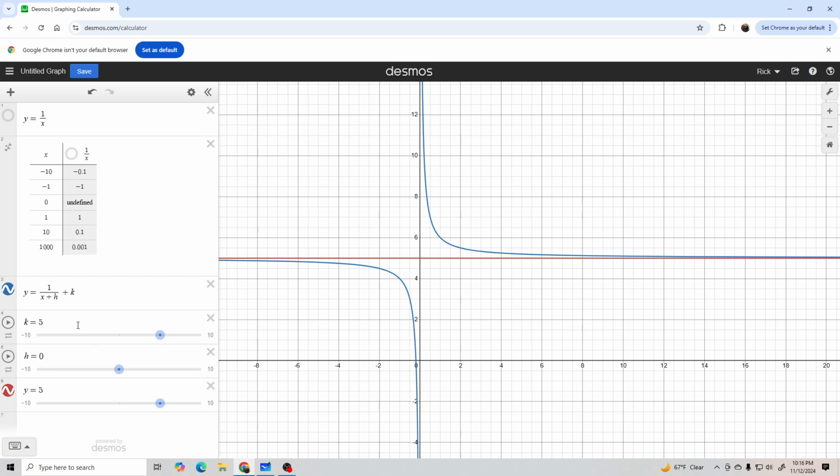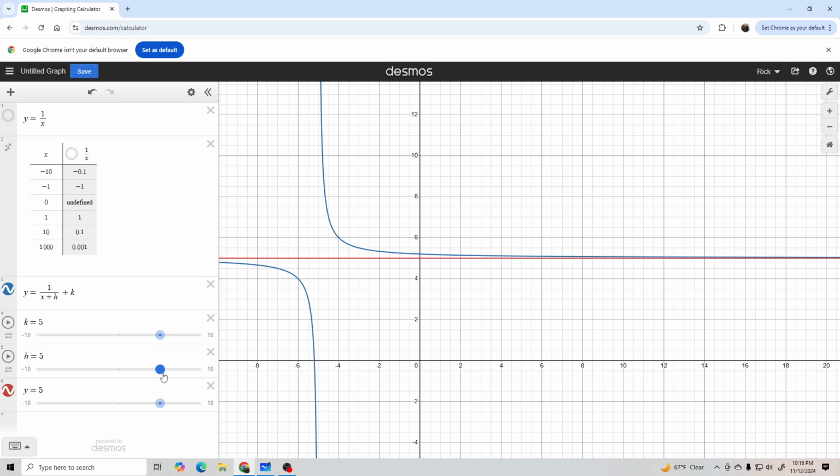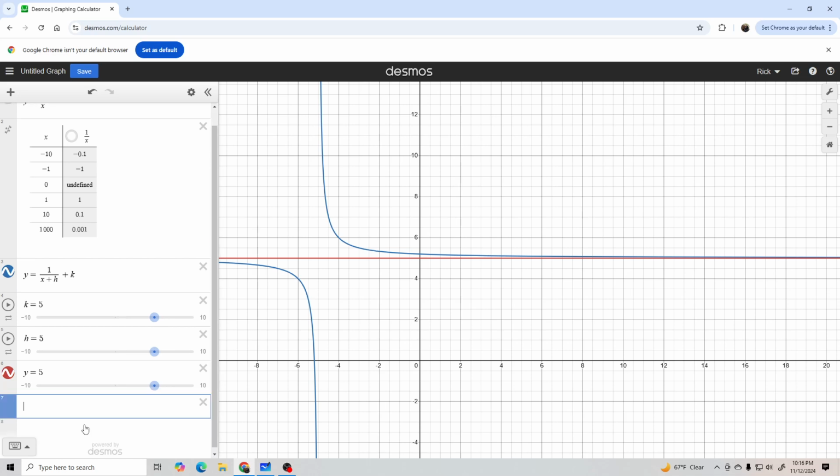Now let's do the same thing for our h. If we make h 5, or h plus 5, which direction is it going to go? Remember that h is the opposite of the way you think it works. So if it's plus 5, it's actually going to shift to the left. If our asymptote was x equals 0 before, now it's going to be x equals negative 5. And voila, we have drawn our second asymptote.